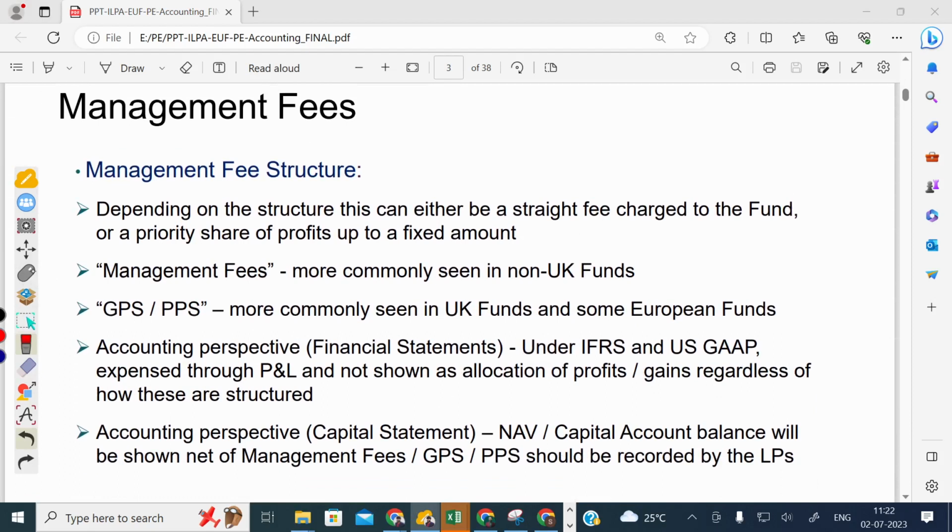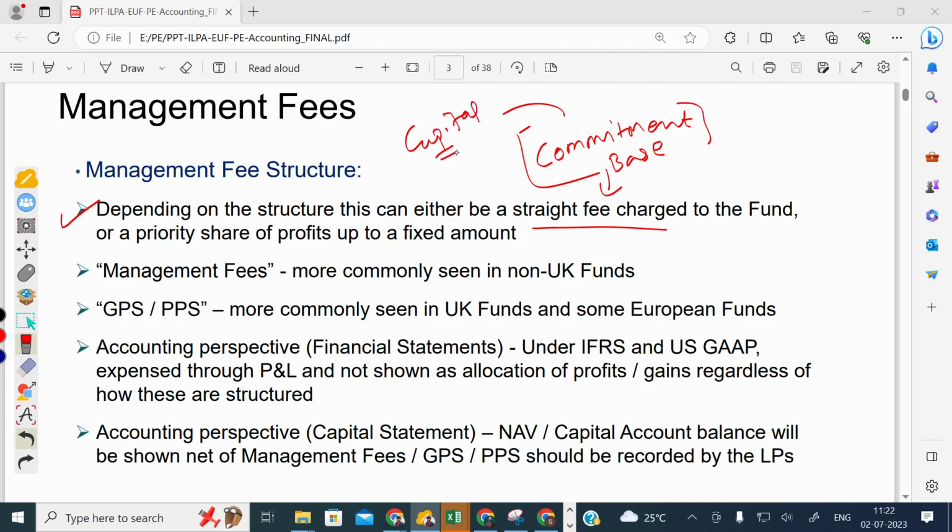Again, management fee structure. Depending on the structure, this can either be a straight fee charge. Straight fees means commitment base. When we say commitment, it's capital. Charged to the fund, or priority share of profit up to a fixed amount. So it depends on the structure, but most of the time they prefer straightforward fees, right? Management fees are more commonly seen in non-UK funds.